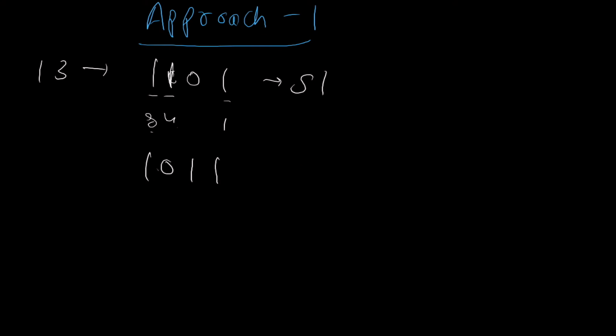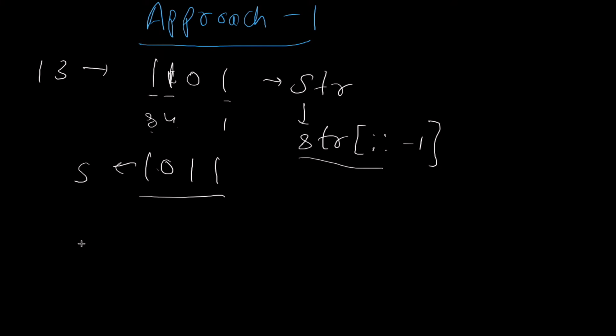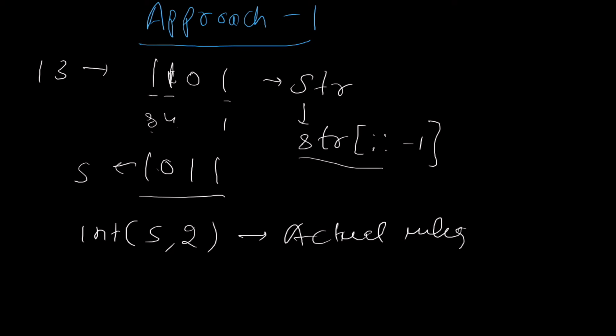This is a string essentially, and if you reverse a string in Python, you can do it like this, with string slicing, and it will give you the reverse of the given string. Let's call this string s. If you do int of s with base 2, then you will get the actual integer. So this will be your output, right? So this is the first approach. Let's just code it and see if this works.